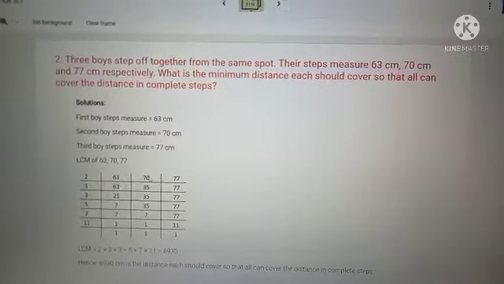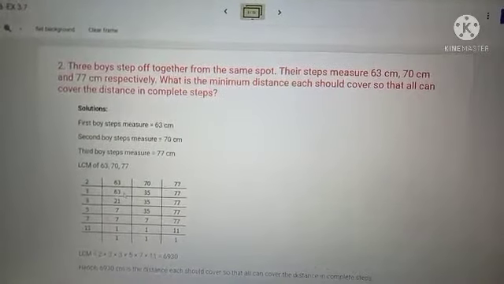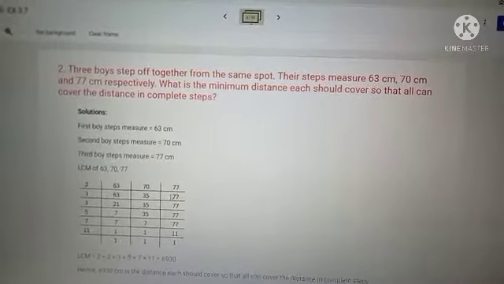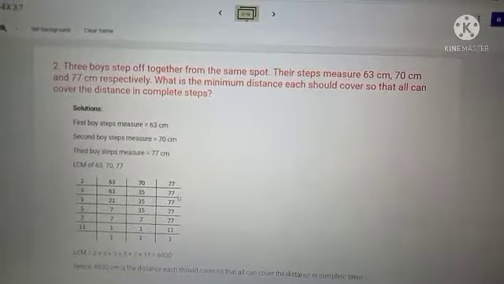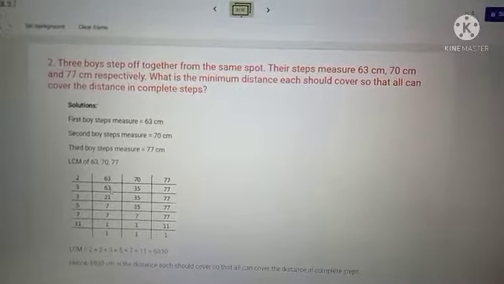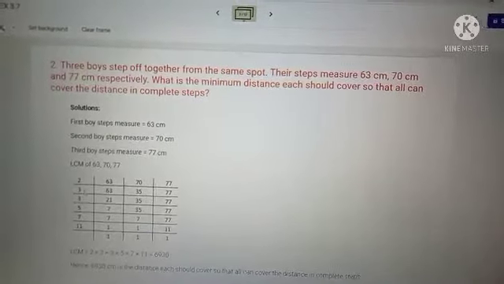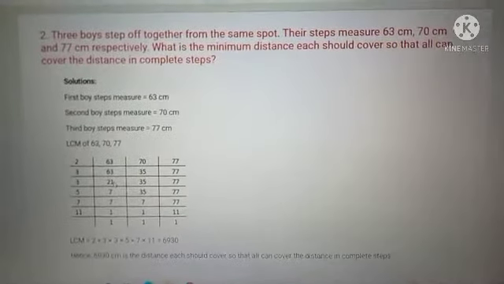So we are dividing 70 with 2 and we got 35. 63 we will write as it is. 77 we will write as it is. Now again we are checking any number is divisible by 2 here. No. With 3 any number? 63 is there. So we are writing 3 here and 63 divided by 3 is 21.